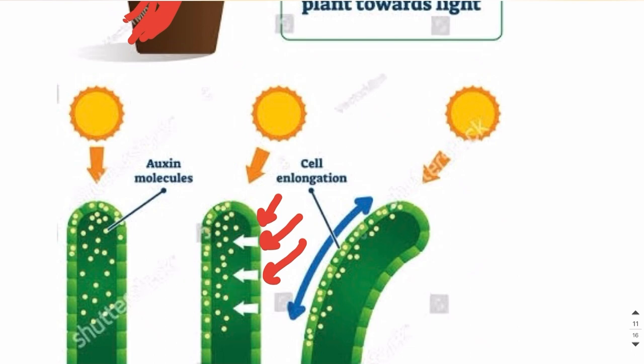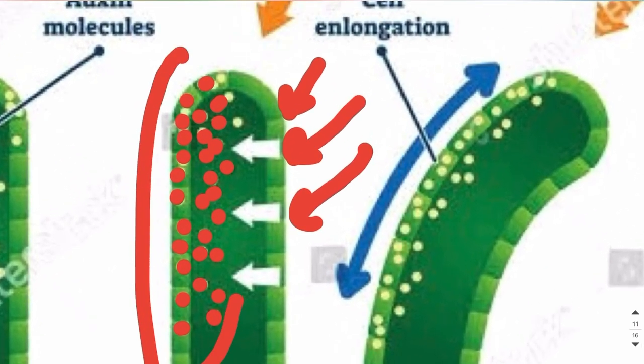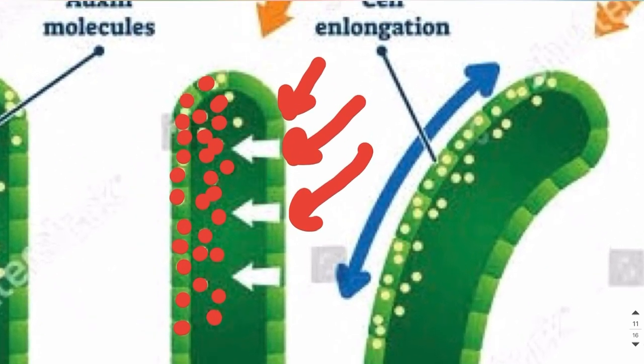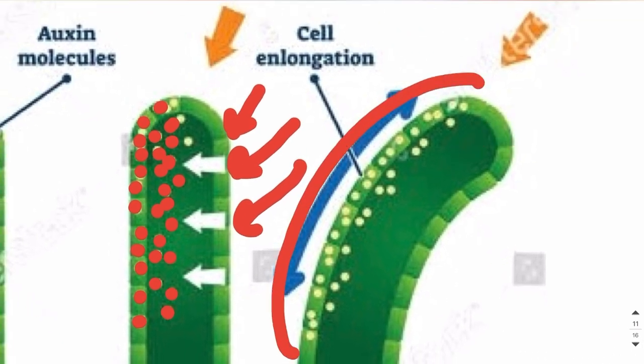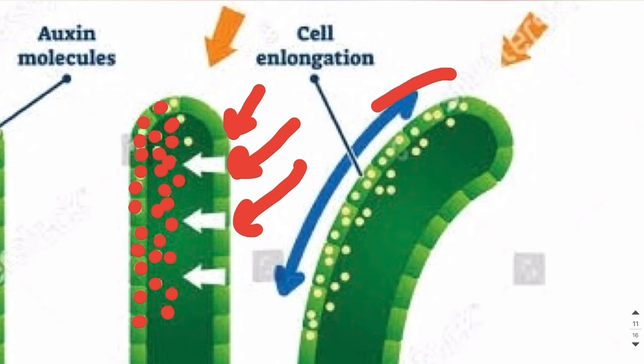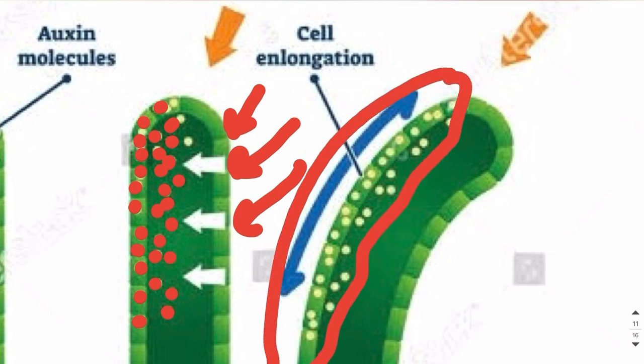And auxins, where do they collect? Auxins collect in the area which is in shade. Always remember this point. And what auxins do is that they induce cell elongation. So auxins collect in the area of the shade, and these auxin molecules induce cell elongation. They stimulate the cells to elongate over here, and the cells grow and elongate, which causes the shoot to bend towards light, because cells grow at a faster rate wherever there are auxins.